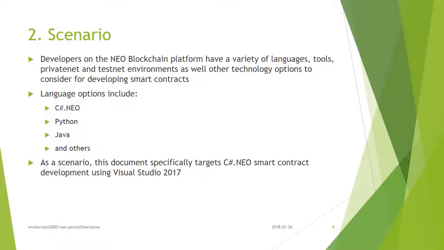Developers on the blockchain platform have a variety of language tools, different environments, as well as other technology options to consider when developing smart contracts: C#, Python, Java, and others. And so as a scenario, this document specifically is targeting C#.neo smart contract development using Visual Studio.